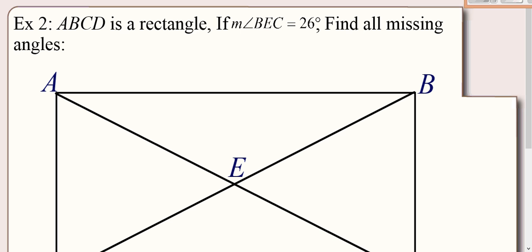All right, so here's another one. This one we are told it's a rectangle, which means these are all 90 degrees. This whole angle at A is 90. That whole angle at B is 90. We know diagonals are congruent because that's a property of rectangles. But rectangles are also parallelograms, which means the diagonals also bisect each other.